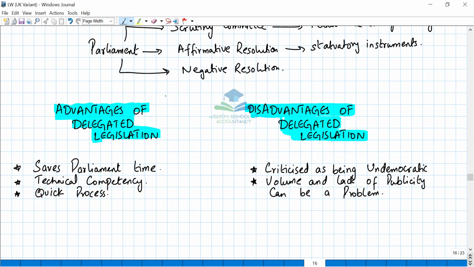The second disadvantage is that volume and lack of publicity can be a problem, because multiple thousands of laws are created. Now, how to publicize the law? How can you present those laws in front of the public? That is a real issue. For example, if you are creating laws regarding the city, you need to make the people aware of that. You need to advertise those laws. Similarly, if you are creating laws regarding, let's say, accountancy, you have to advertise to the people. And advertising is not an easy task because there are thousands of laws created, and you must ensure that in some form, these are accessible to the general public. So that can be a problem with delegated legislation as well.